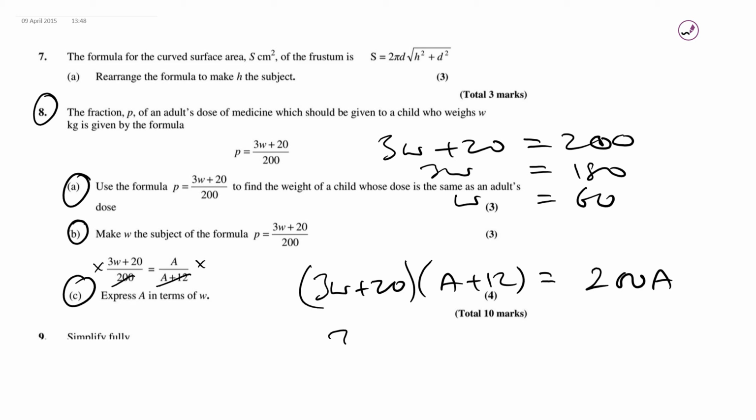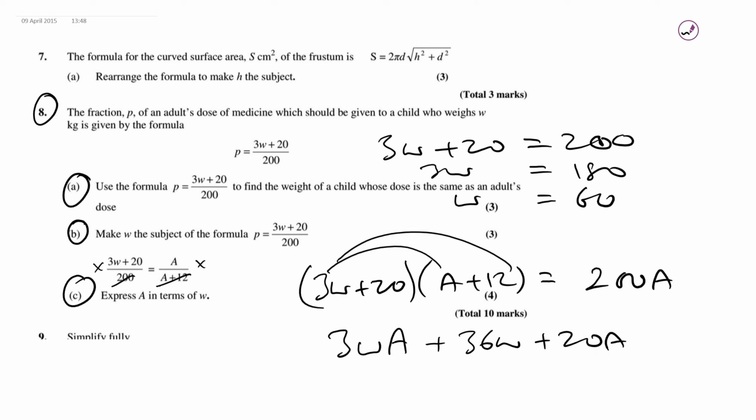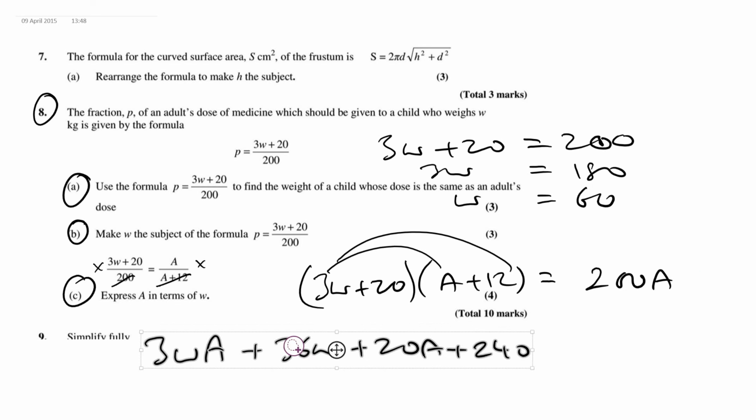So I'm going to multiply this out for you. Oh, that's not good. I put a small a. You shouldn't do a small a, because small a means something different in maths to big A. So 3WA plus 36W, see I'm just multiplying out, plus 20A plus 240. I'm going to move that to one side because I want it so that it says equals there like that. Okay, and that's still equal to 200A.